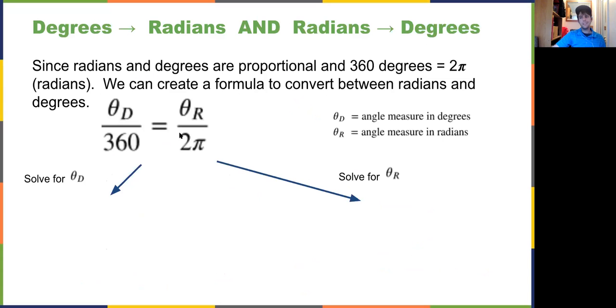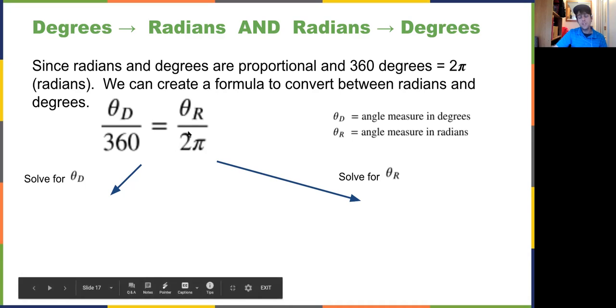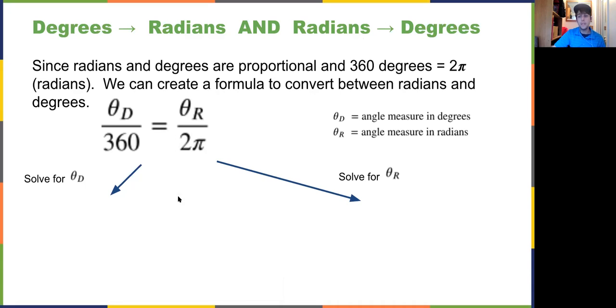So let's do a little simple formula. Radians and degrees are proportional because they're measuring the same thing, and obviously 0 degrees is the same thing as 0 radians. So the proportionality can help us create a formula that helps us go between them. That way we can do non-standard angles. We were doing some stuff that was pretty standard on the last slide.